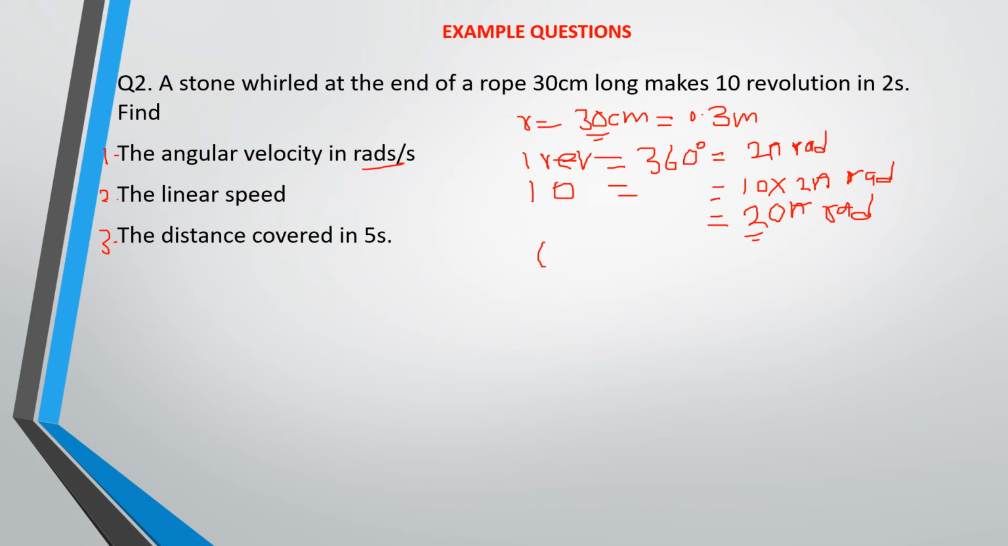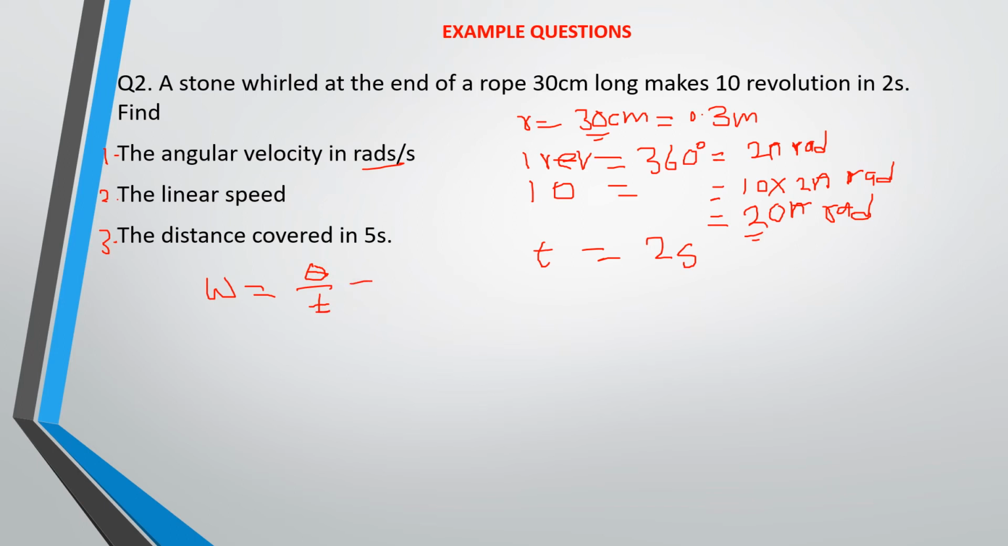Then the time is given to you to be equal to 2 seconds. So these are what are given to you. Now we want to find the angular velocity in radians per second. From our previous equation, we are told that angular velocity is equal to angular displacement all over time taken.